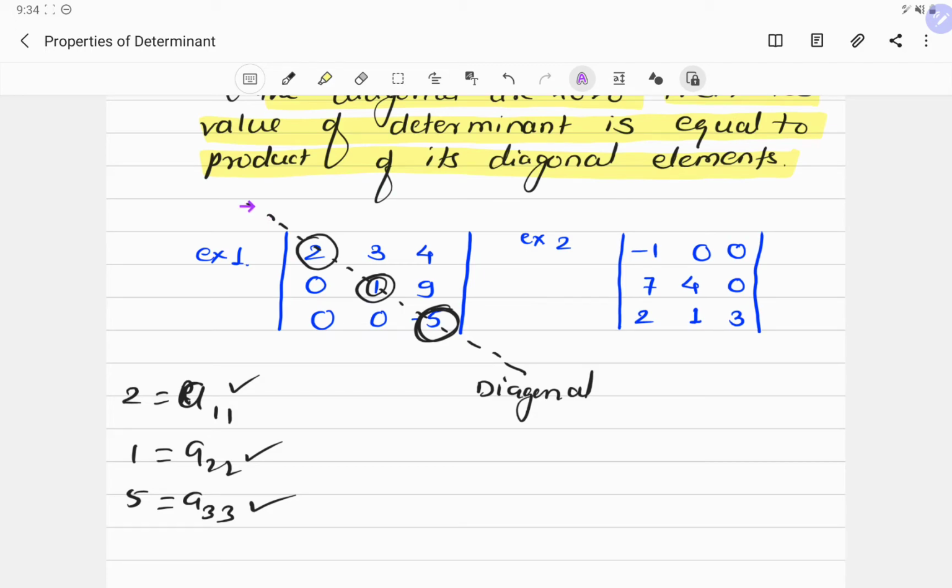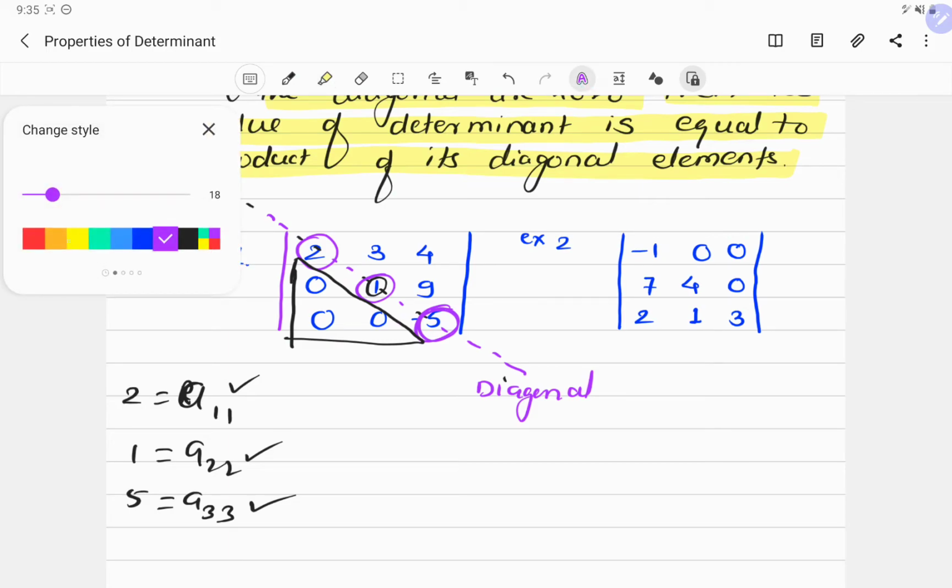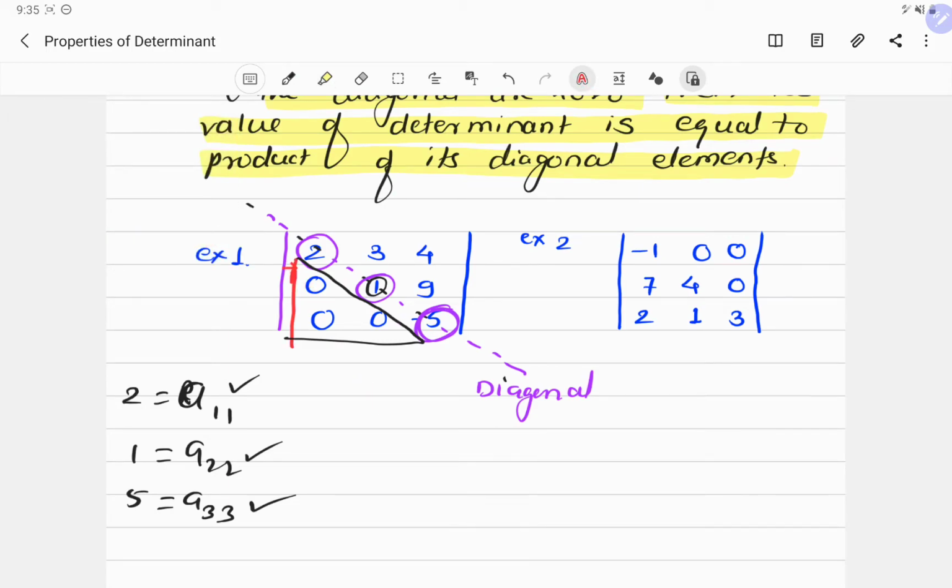So therefore, as far as the determinant is concerned, only one diagonal is present, and that is nothing but this one. So this is nothing but the diagonal of this determinant. And if you observe, all the elements below the diagonal are 0, and it forms a triangle. Please observe this thing very carefully. All the elements below this diagonal are 0. This is the thing that you have to observe. All the elements below this diagonal are 0.